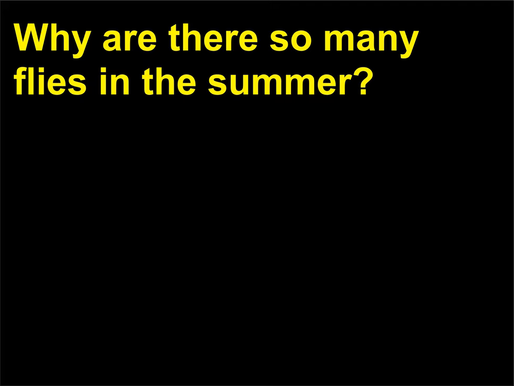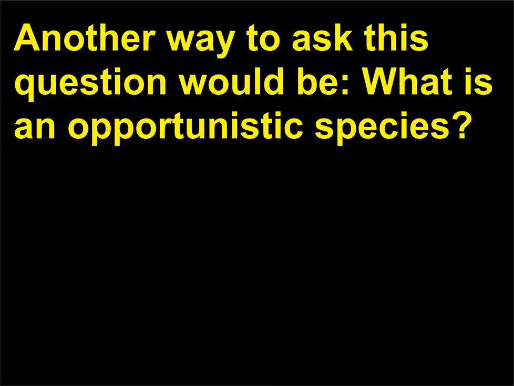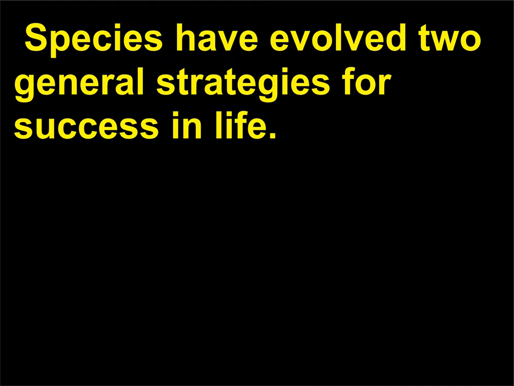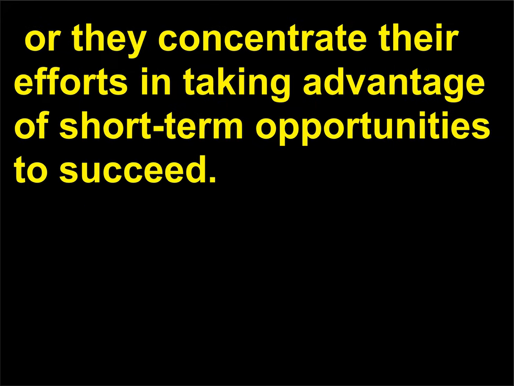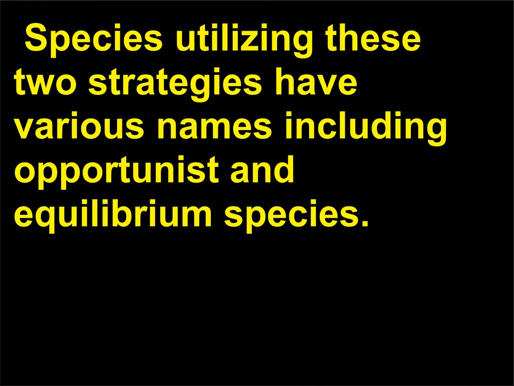Why are there so many flies in the summer? Another way to ask this question would be, what is an opportunistic species? Species have evolved two general strategies for success in life. Either they specialize in adaptations that allow them to survive the boom and bust cycles within the environment, or they concentrate their efforts in taking advantage of short-term opportunities to succeed. Species utilizing these two strategies have various names, including opportunist and equilibrium species.